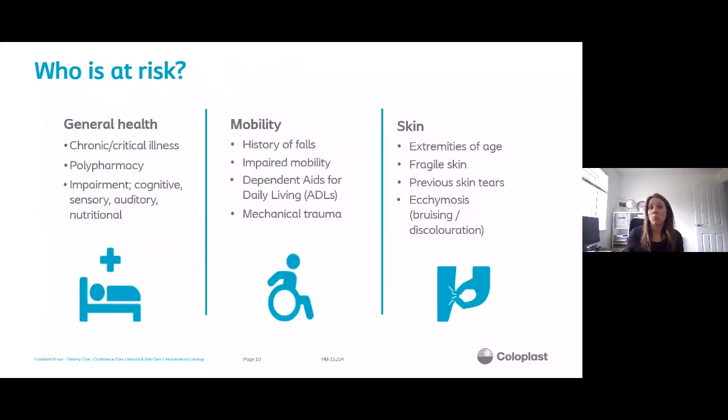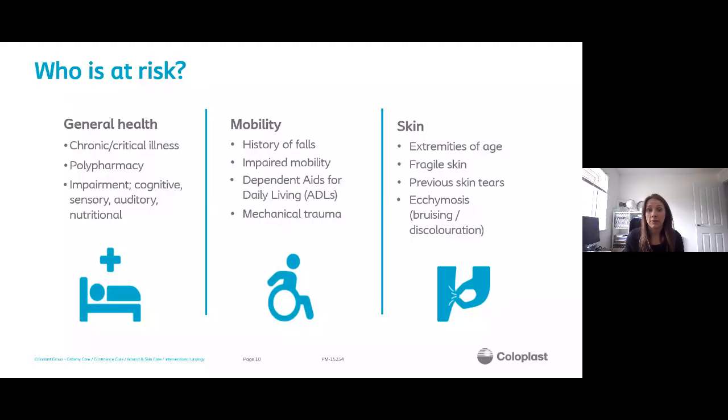Who's at risk and what puts us at higher risk? Well, if we look at general health, it could be somebody with critical illness, chronic illness, somebody that takes lots of different medications, so polypharmacy, someone with an impairment, cognitive, sensory, or auditory, someone with a nutritional deficit, not getting that nutritional intake, somebody who's dehydrated, all of these things can put somebody at higher risk.